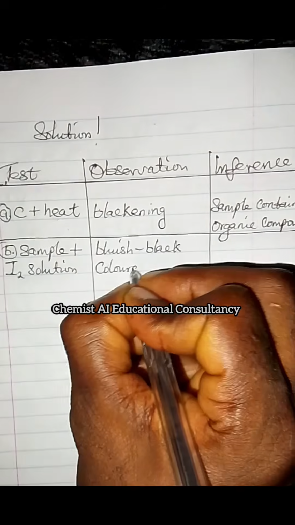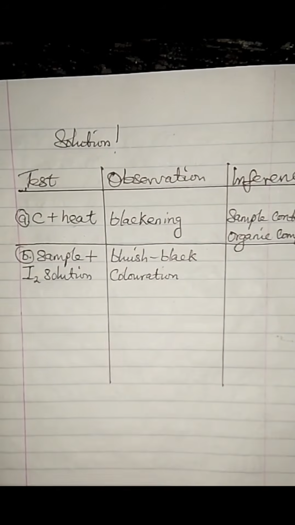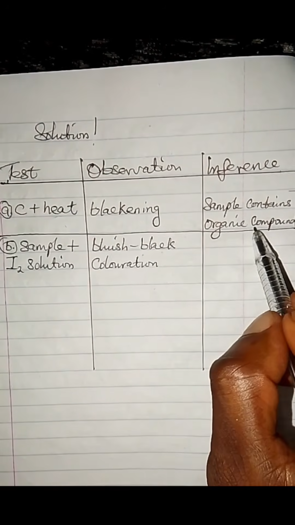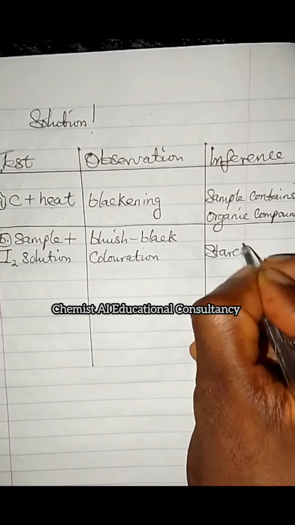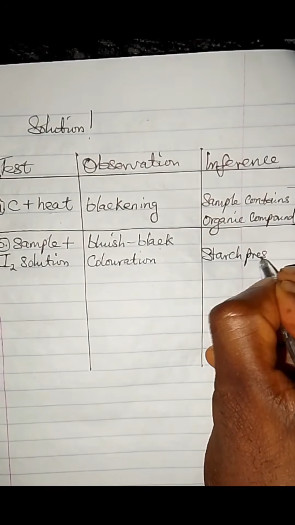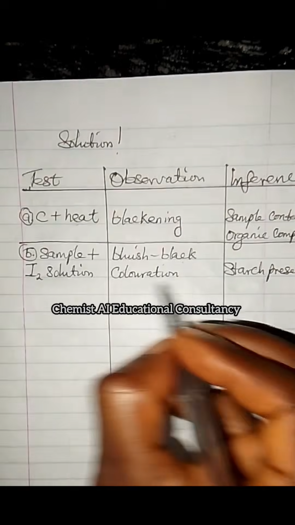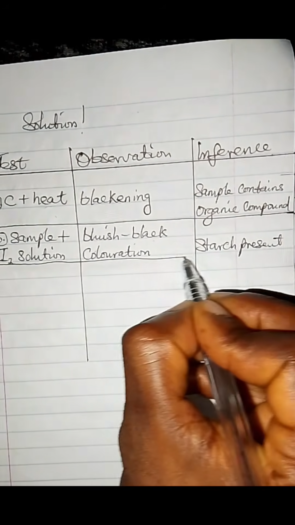And you should know that any moment you add iodine to a sample and it turns blue-black, that sample must contain starch. So under inference, you write starch present. Once you finish writing test, observation, inference for a particular practical, you rule your line. Don't forget to rule line. If you don't rule line, you miss your mark. So you rule your line and go to the next question.